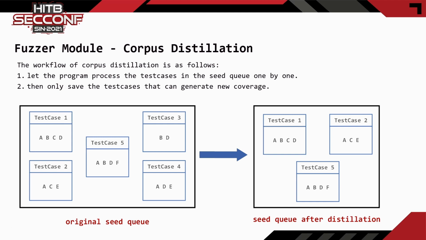The figure below is an example. There are 5 test cases in the initial seed queue. The basic blocks covered by these 5 test cases are A, B, C, D, E, F. The test cases 1, 2, and 5 in the queue can also cover A, B, C, D, E, F. Therefore, the final test cases saved in the seed queue after distillation are test cases 1, 2, and 5.